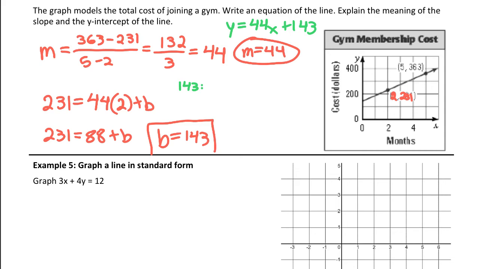Okay, so the 143, that is our y-intercept right here. So that is the cost for 0 months, right? So the 143 I would think would be just the cost to join the gym. So I would say 143, you could say the cost to initially join. All right, that's our y-intercept. Our slope, 44.